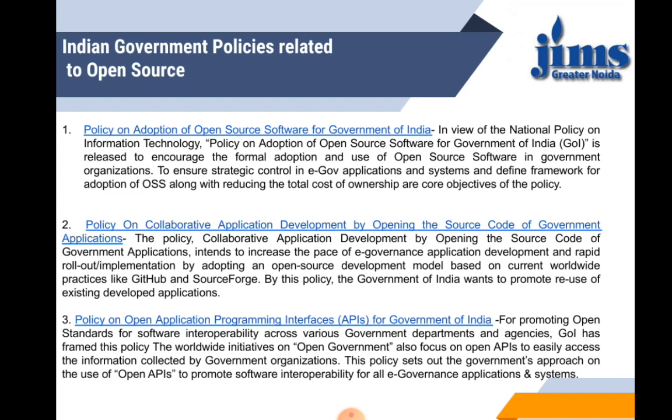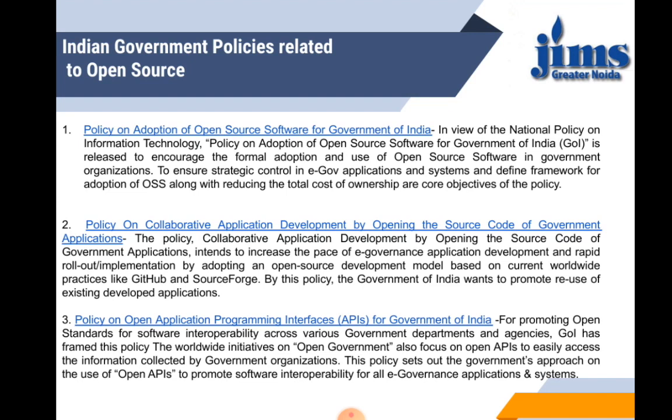Second, the policy on collaborative application development by opening the source code of government applications. This policy intends to increase the pace of e-governance application development and rapid rollout, along with implementation of an open source development model based on current worldwide practices like GitHub and SourceForge. By this policy, the Government of India wants to promote reuse of existing developed applications.